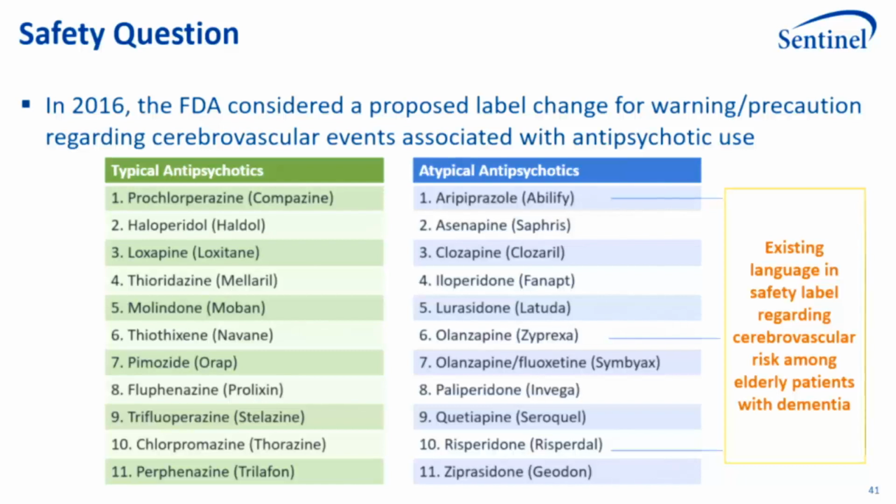Back in 2016, FDA considered a proposed label change regarding a warning or precaution against cerebrovascular events associated with antipsychotic use. As Judy already briefly went over this morning, at the time of the query, of the marketed antipsychotics, only 3 of them had a label warning against such risk, and all of them focused on the older adult populations and those with a diagnosis of dementia.